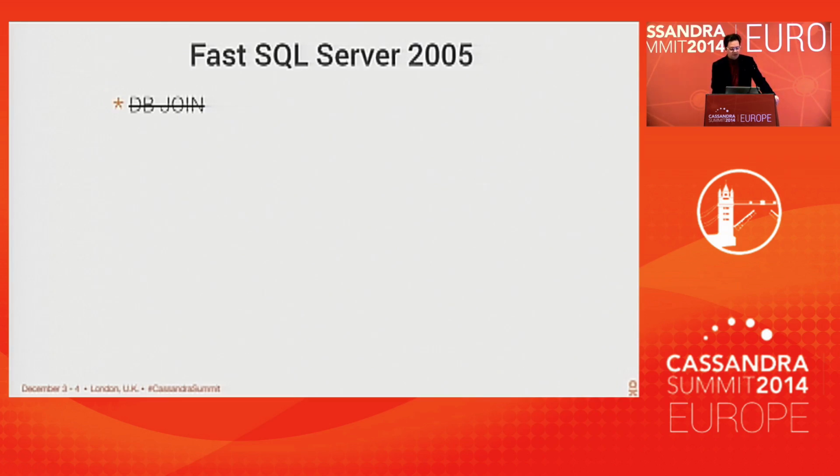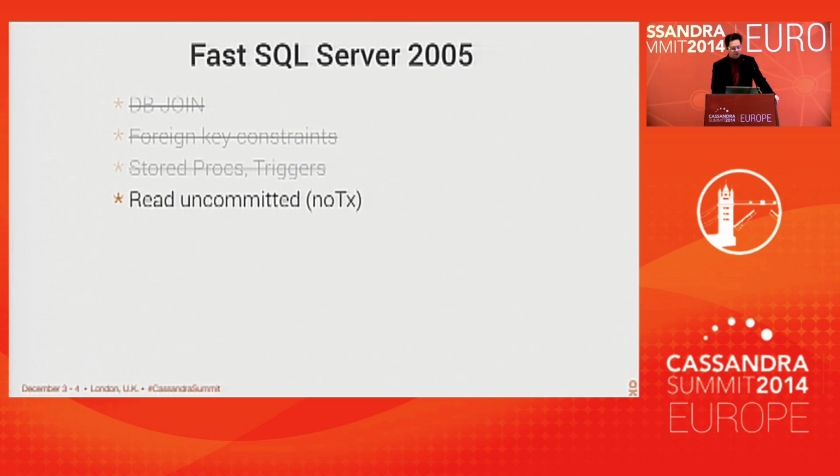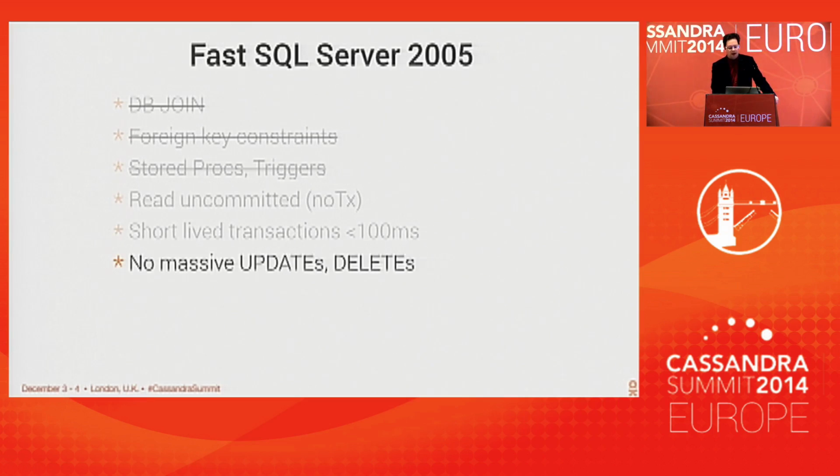Database side joins. Instead, we use either denormalization or performing joins on the application server side. Foreign key constraints, because we partition data across several nodes. Stored procedures and triggers also add to CPU load of the database server, so we don't use them. To reduce lock contention, we use read committed isolation level when out of transaction. Also, to reduce lock contention, we try to make transactions as short-lived as possible. And because of this, we are not making any massive updates or deletes.